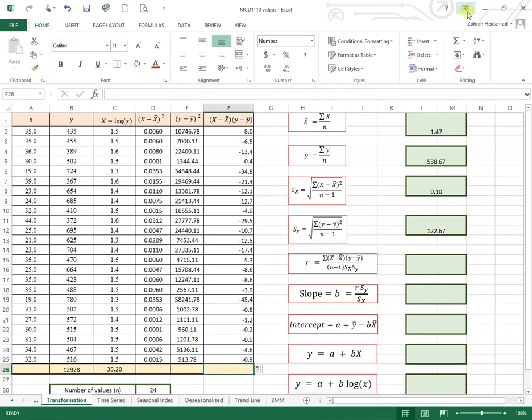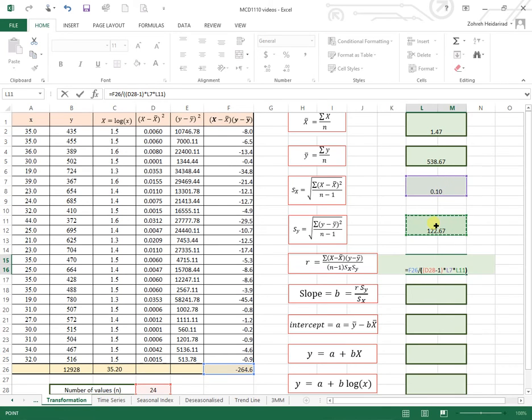Now this total is important to us. I just click on AutoSum. Now it is the total of x minus x bar times y minus y bar divided by n minus 1, which is the number of values here, minus 1 times standard deviation of x times standard deviation of y. Now I have the correlation coefficient negative 0.95.